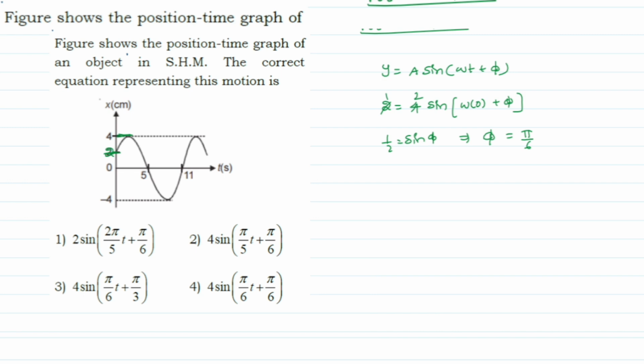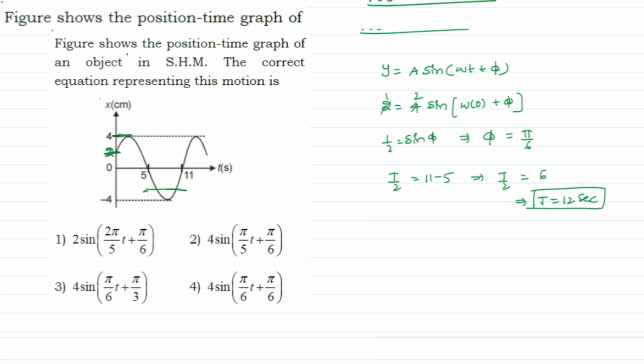Now see the question, in the curve here, this is half of the time period, it's given. Half of the time period value will be 11 minus 5. Then T by 2 equals 11 minus 5, which is 6. Then we can calculate the time period value as 12 seconds. So this is the time period value we have calculated.